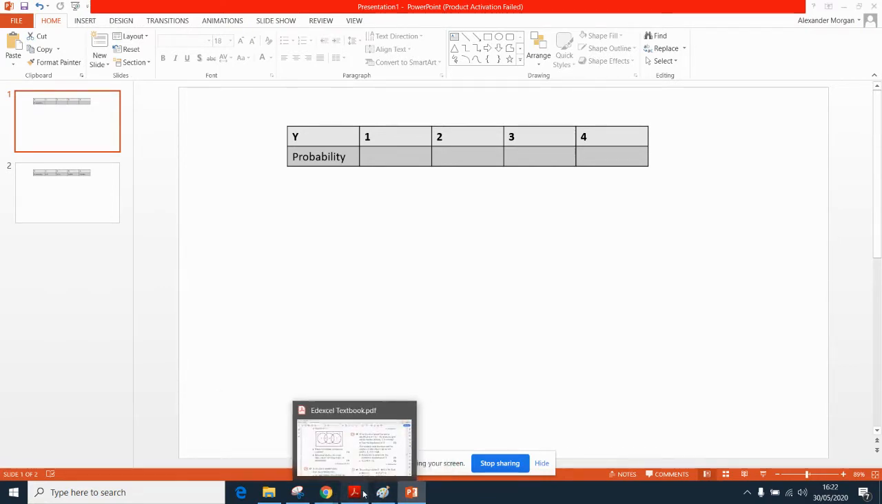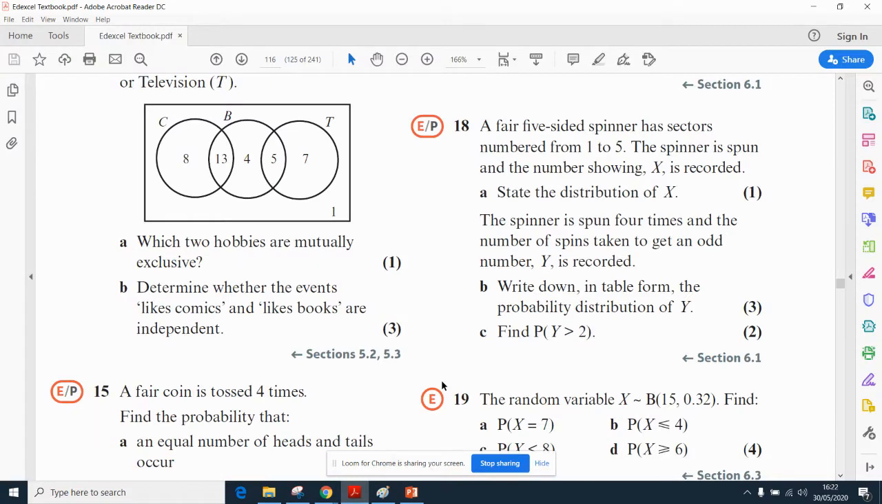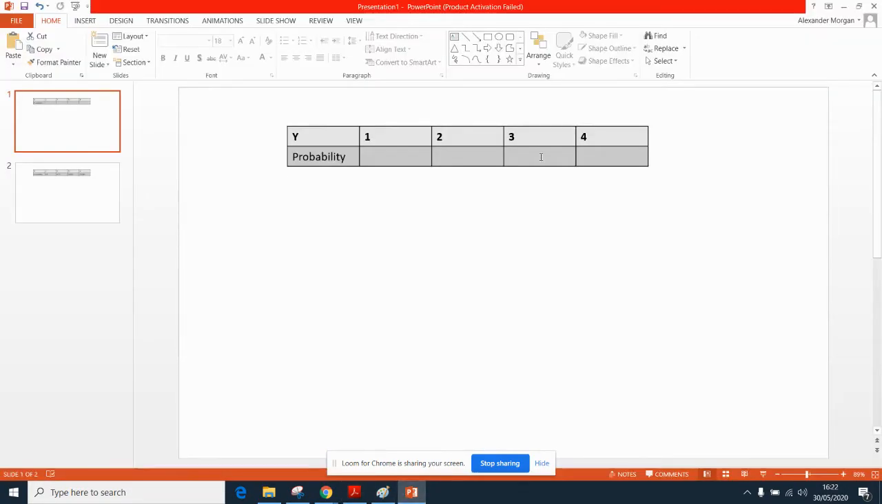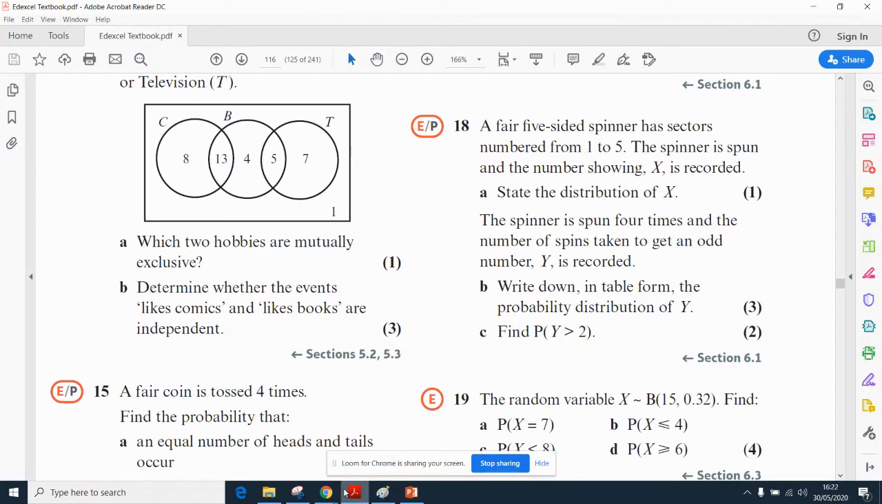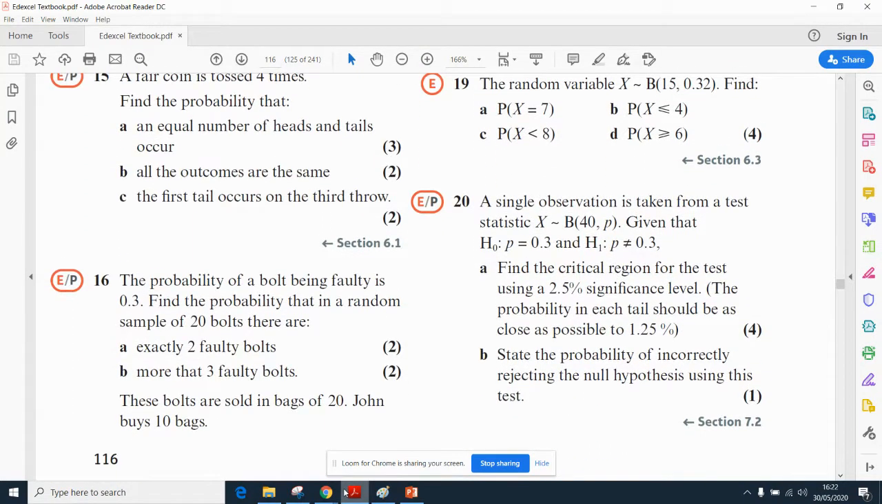Let's go back to the questions. Then part C, probability Y is greater than 2. Well, once you've filled in your table, you just look up the probability that it's 3 or 4, add them up, and there's your answer. Right, then was question 20.